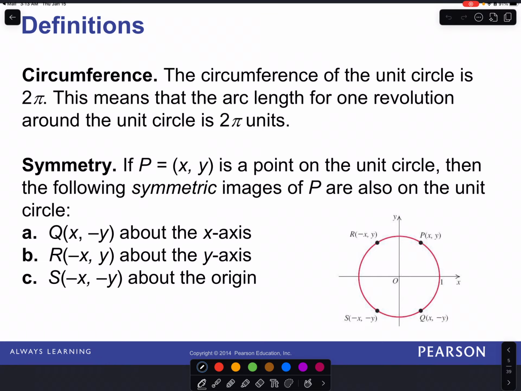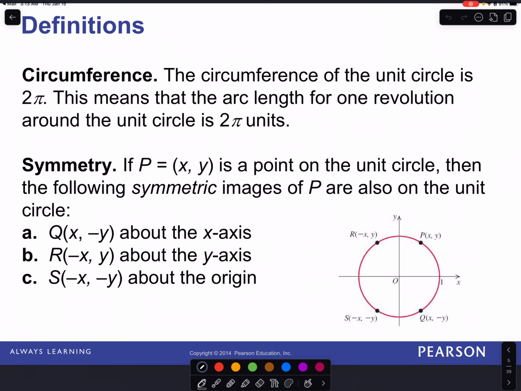If the point P equal to x, y is a point on the unit circle, then the following symmetric images of P are also on the unit circle. The point Q, which is x, negative y, if we reflect about the x-axis. So if we start with the point P, x, y, and reflect about the x-axis, we generate Q, the ordered pair x, negative y.